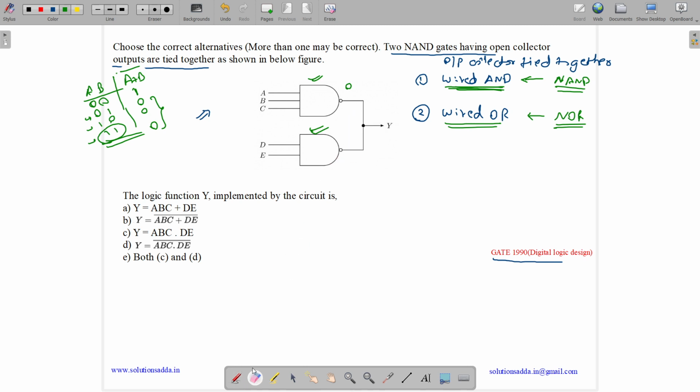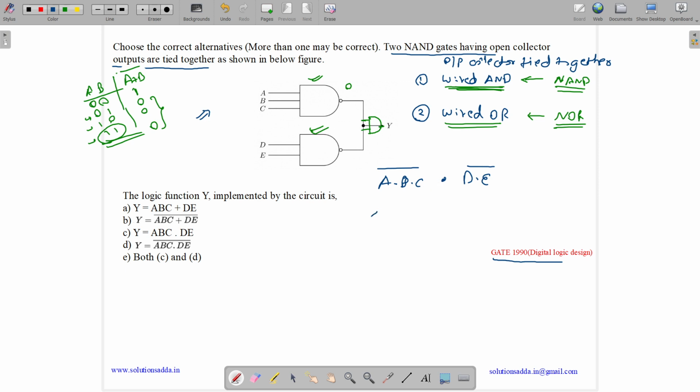Let me draw it more precisely. So here we can have the configuration like this. Here we will get an AND gate. So let us see what will be the output. Here we are using a NAND gate, which means we will get A into B into C whole complement, and then we are doing AND with this one, D into E whole complement. So now, how will we evaluate it further? We will apply De Morgan's law.